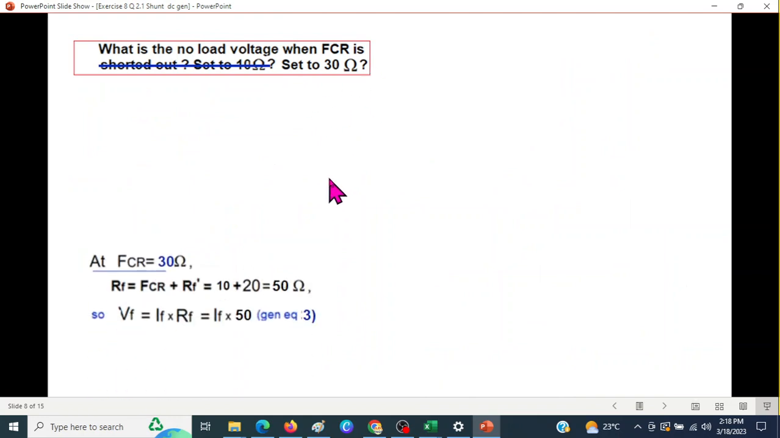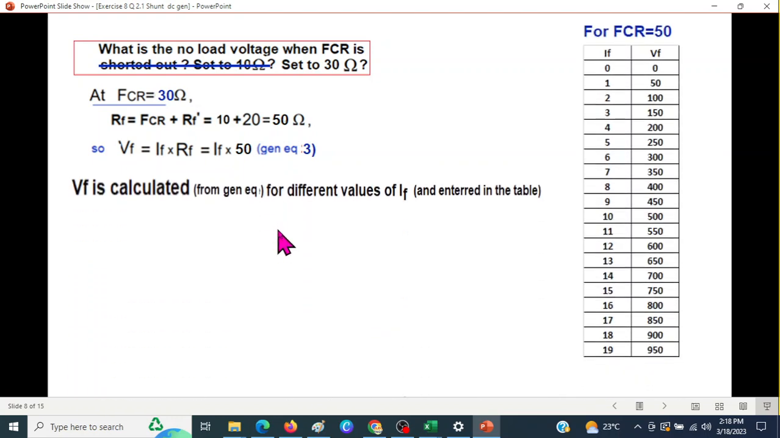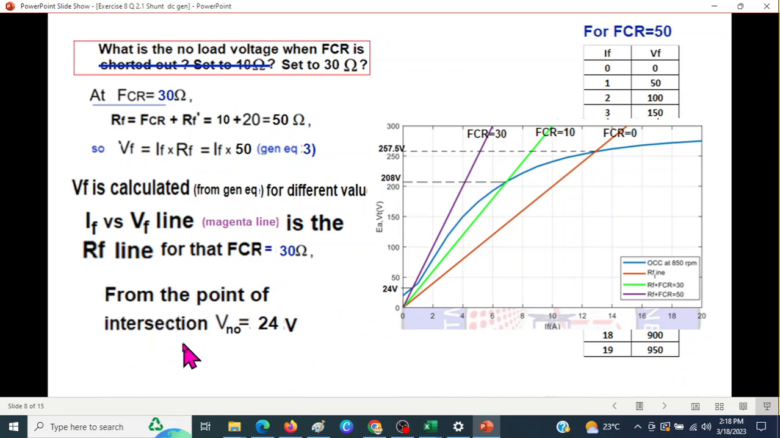Now we come to the third one, 30. Same technique. Instead of this, there should be 30 here. The total will become 50. This will be the general equation. This will be the table, and we plot it. It will be the magenta line. And from here you can see that it is intersecting almost at the bottom. Although from this graph it looks to be more than 25, if you draw it correctly through MATLAB, you will get this value. So it is 24 volt. The professor has taken that, so I'm taking that.